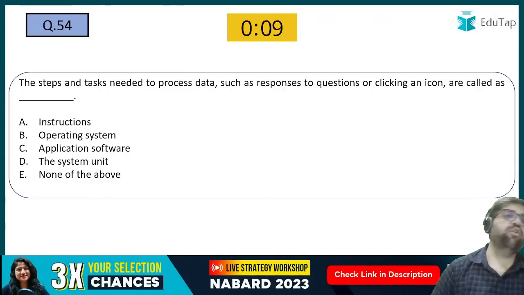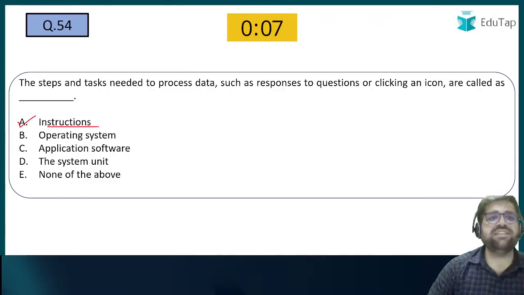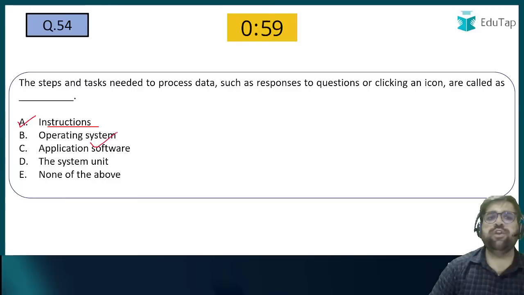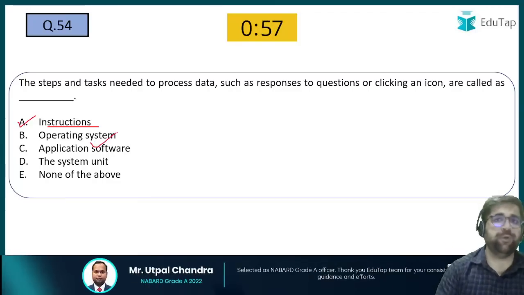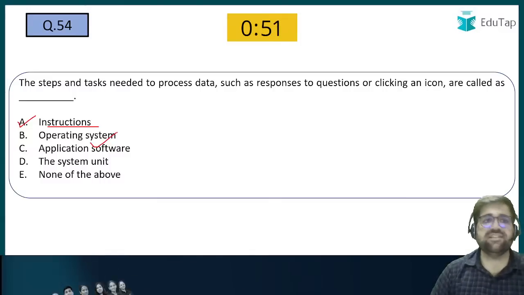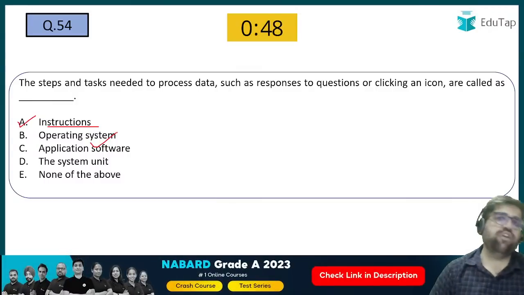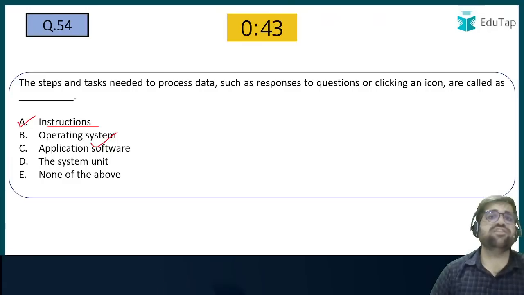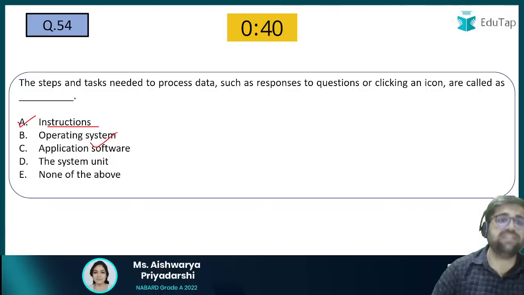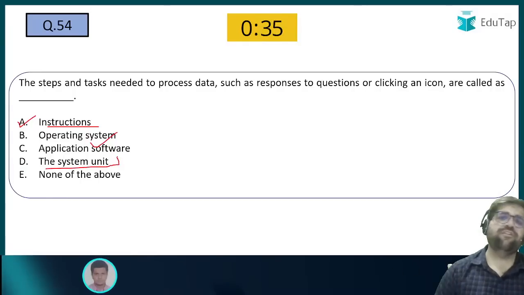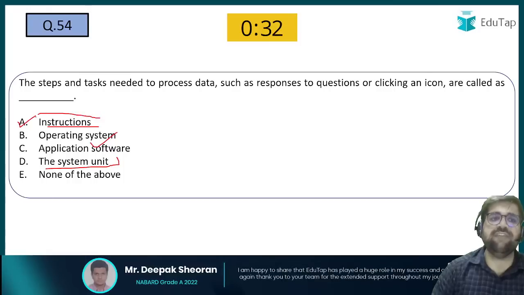Yes, those are known as your instructions. Instructions are something which you give to the computer, telling it how to perform a particular task. Operating system, I have already told you, is something which is running in the backend of your computer. You have your Android and you have your iOS, which are examples of operating systems. Application software, I have already told you, are your MS Excel files and your MS Word files. These are your application software. Plus, you have your system unit, which is just given to confuse you. But here, mind you, the keyword was instructions.